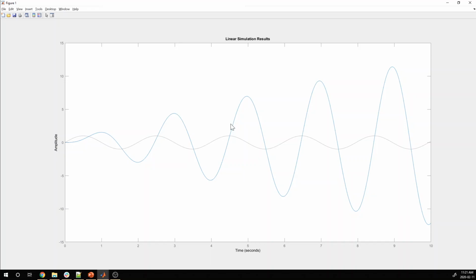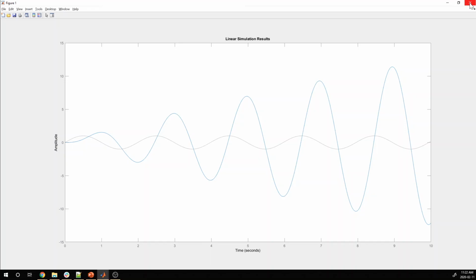Okay, so take a look at what's going on here. Again, the gray is the input. It's just a regular sine wave. It's nothing special. And this blue here is the output. And notice how it's getting bigger and bigger and bigger. So this is exactly what resonance looks like. So if I have a resonant sine wave, my system is just going to continually get energy from that.